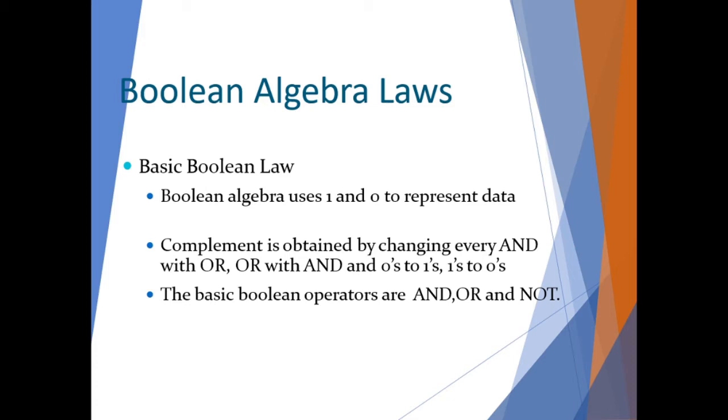Boolean algebra uses ones and zeros to represent data. Zero can be considered false or off. One can be considered true or on. In Boolean algebra, complement or dual form is obtained by changing every 0 to 1 and 1 to 0, or every AND with OR and OR with AND. So, the complement of 0 is 1 and the complement of 1 is 0. The basic Boolean operators are AND, OR, and NOT. Here are some Boolean algebra laws.